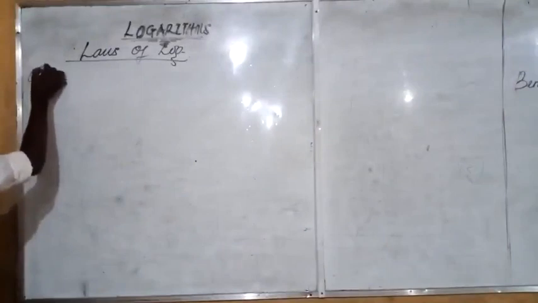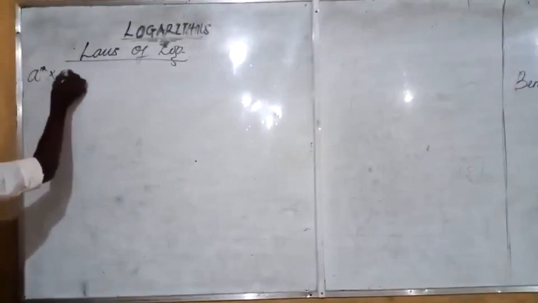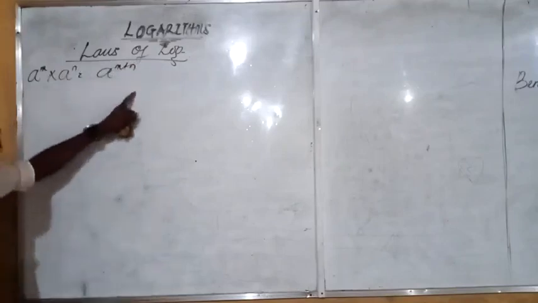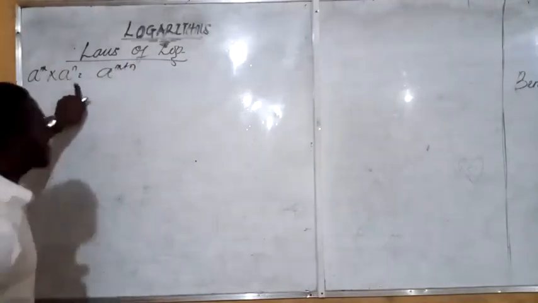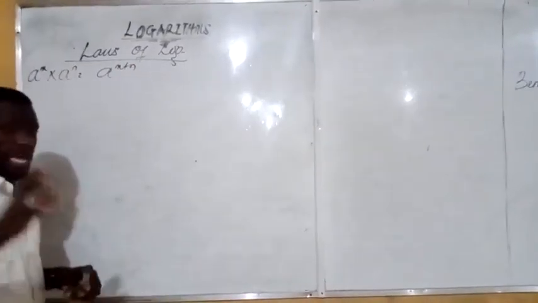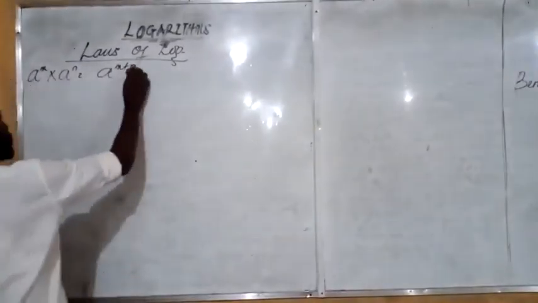Keeping that in mind, we have that a raised to the power m multiplied by a to the n is equal to a raised to the power m plus n. Do you remember this indices law? That the multiplication of the base will give us an addition of the power. Okay? Let us adapt that law into our logarithm.